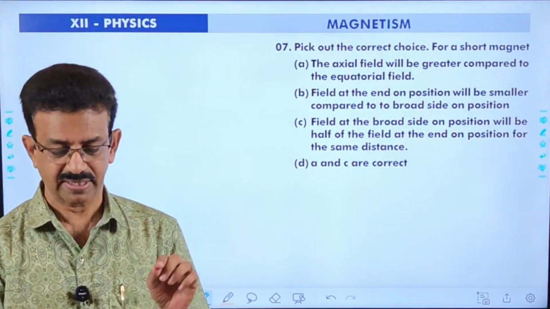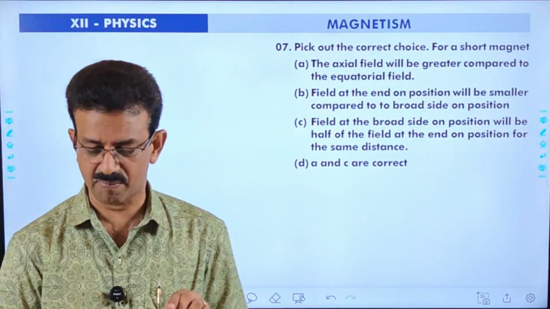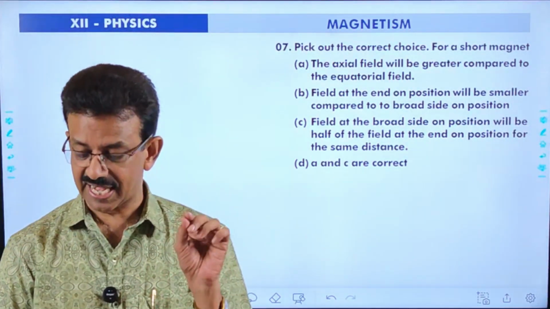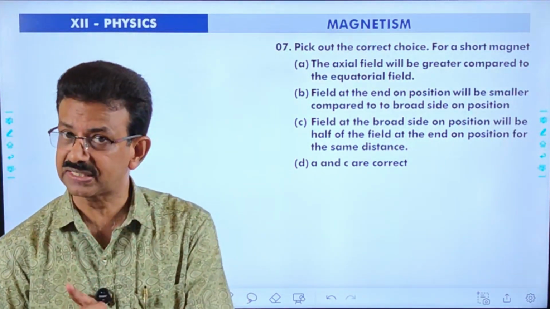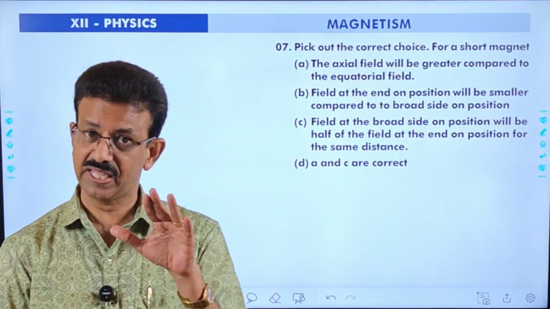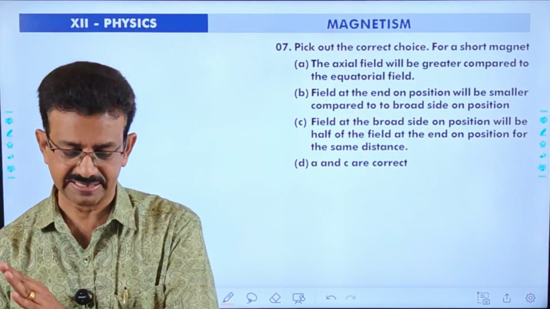Then the third choice: the field at the broadside-on position, that is at an equatorial point, will be half the field at the end-on position for the same distance. That is a correct choice, for the magnitude of the equatorial field will be half of the magnitude of the axial field.